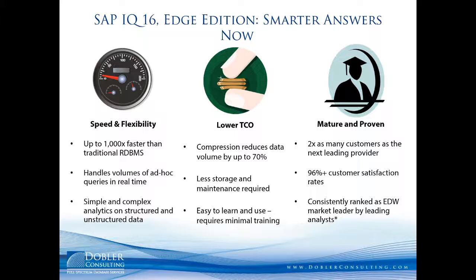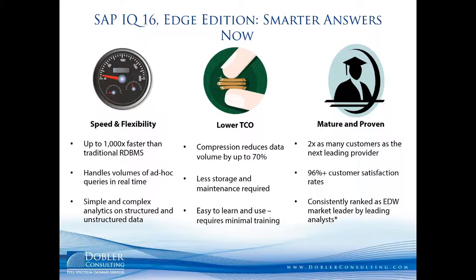The lower total cost of ownership here, there are several ways that IQ affords that to you. The first is the inherent data compression within IQ. Since it is a columnar-based system, it's a much more efficient way of storing the information. And over a traditional row-based system, the compression rates are often 50 to 70% of the input data that's there without the bloat that a row-based system often gives you.